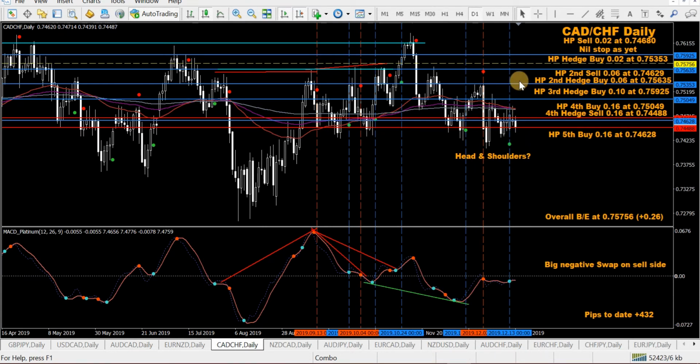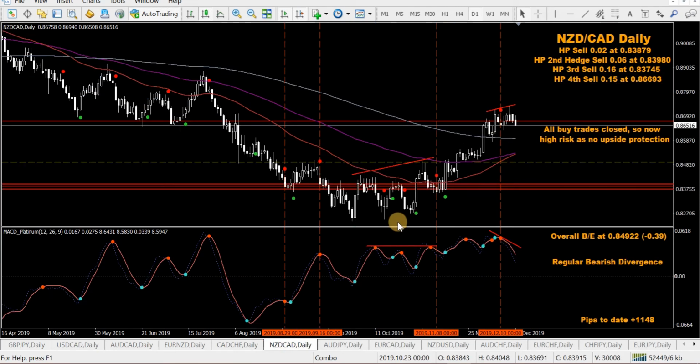Ideally, I'd like to see it push up a bit, close a couple of these buy trades, then maybe take more sell trades or something like that. Just work my way out of that. Got a couple of pips in the bank. Not as fast-moving a pair. And here's the third nightmare in a row.